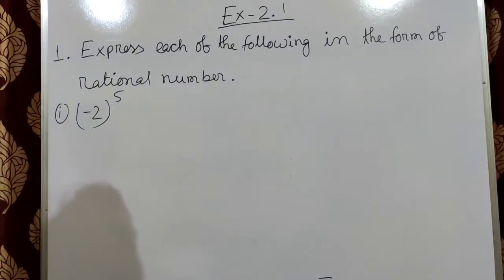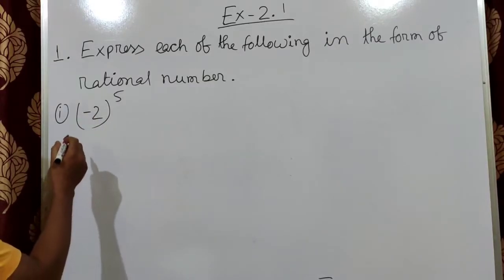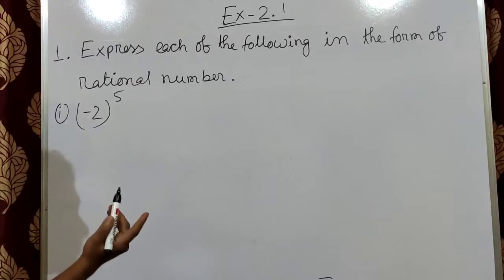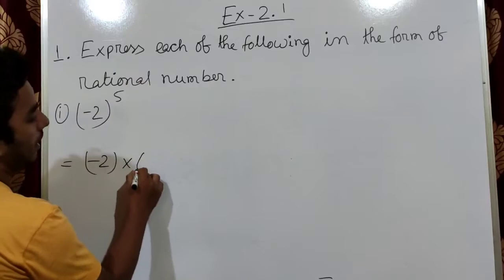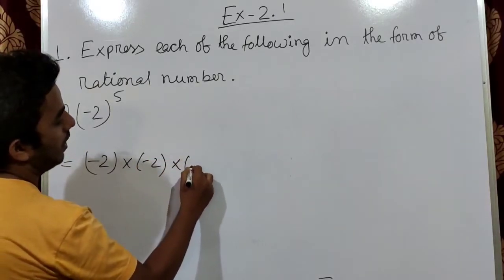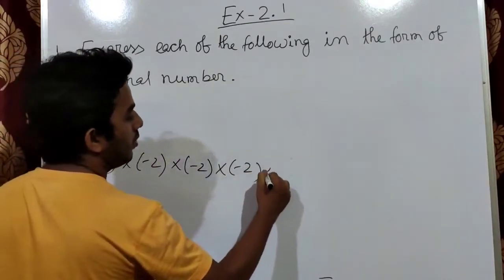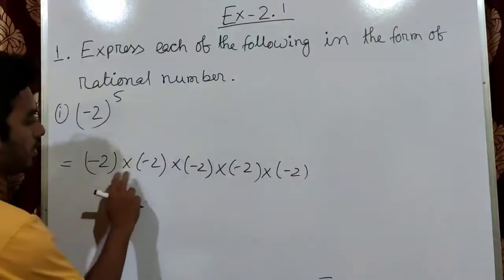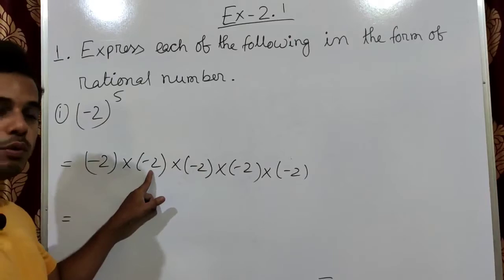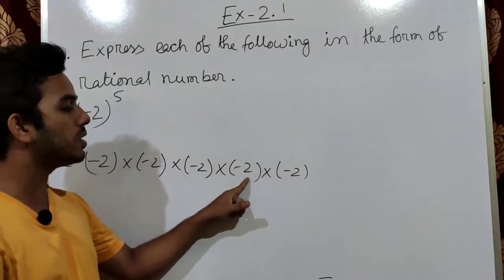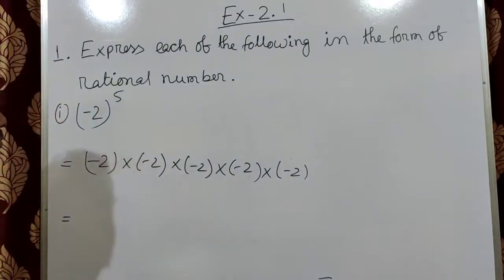For this, first of all let us find the result of minus 2 to the power 5. That means we have to multiply minus 2 five times. It will be like this: minus 2 into minus 2 into minus 2 into minus 2 into minus 2, 5 times, right? 1, 2, 3, 4, 5. So, first of all let us multiply. 2 into 2 is 4, 4 into 2 is 8, 8 into 2 is 16, 16 into 2 is 32.